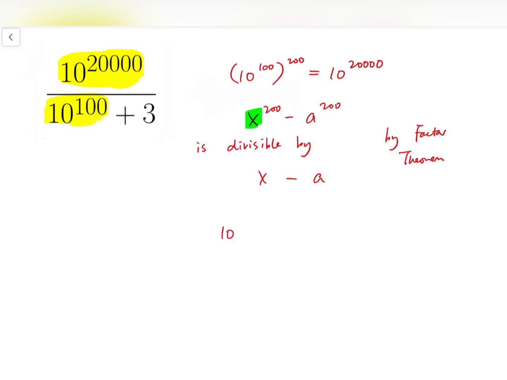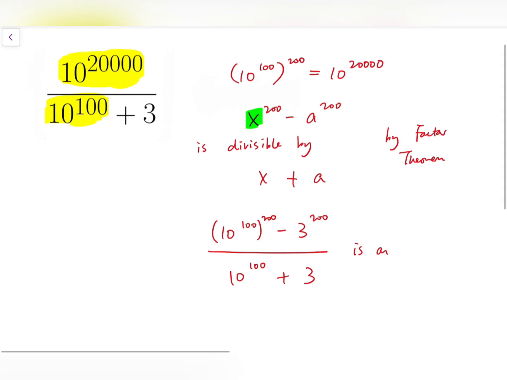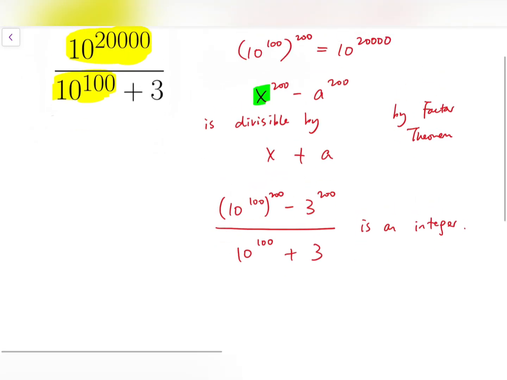Now from this in particular, I can say that 10 to the power 100 all to the power 200 minus 3 to the power 200 is also divisible by 10 to the power 100. Sorry, it's not x minus a, but it's x plus a, but it still works. So for plus 3, it's an integer because the denominator divides the numerator.